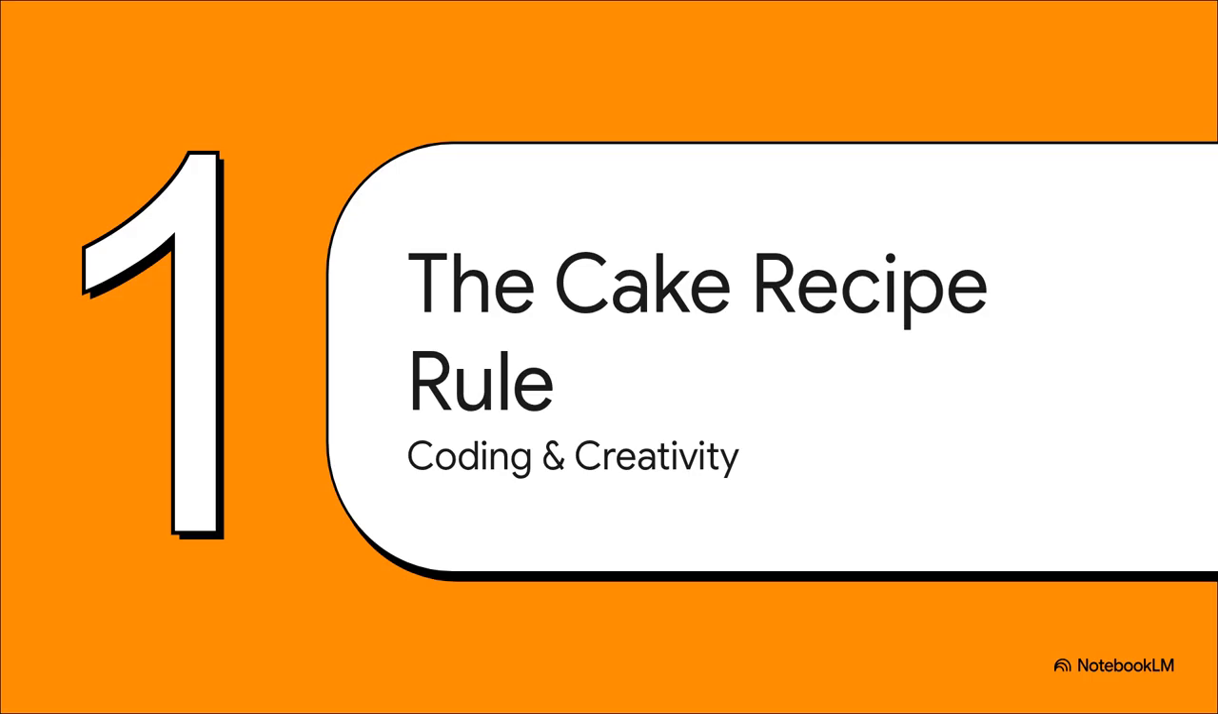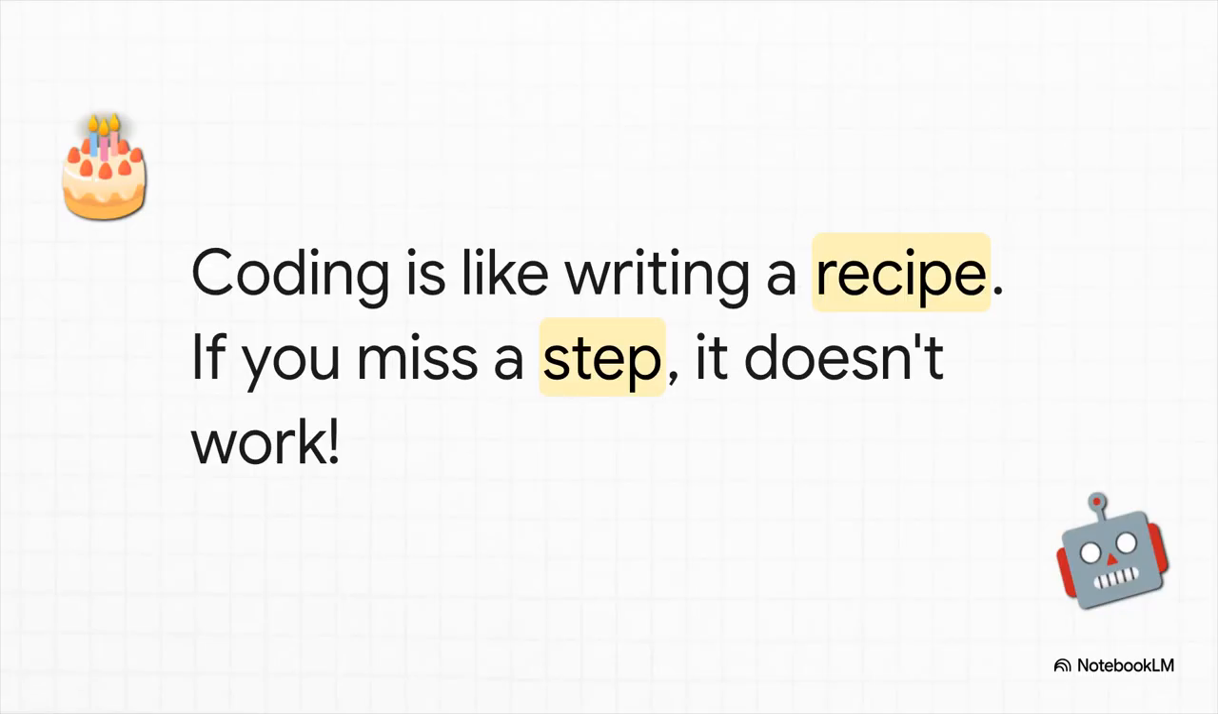Section 1. The cake recipe rule. This is the big secret. Coding is effectively just writing a recipe. Miss a step, and the whole system halts. It really isn't some mystical language of ones and zeros floating in the ether. It's an exercise in hyperliteral architecture. You are creating a list of steps so exact, so perfectly sequential, that a machine with absolutely no common sense can execute the whole shebang flawlessly.